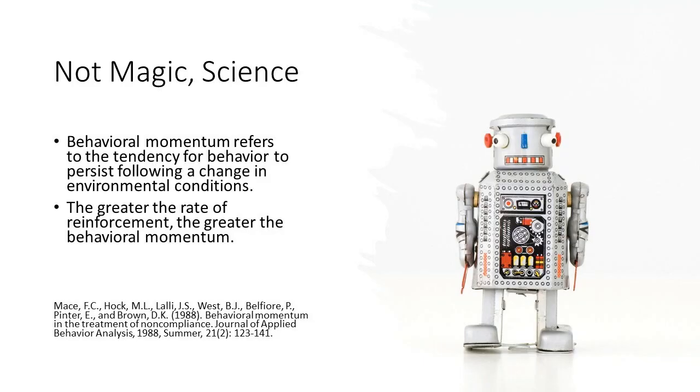Now, behavioral momentum refers to the tendency for behavior to persist following a change in environmental conditions. So the greater the rate of reinforcement, the greater the behavioral momentum. Now, that's a lot of jargon from our science. We're going to unravel this in more simplistic words, but understanding that behavioral momentum is really about how behavior happens because of a conditional change in the environment, and there's a lot of reinforcement that happens before we get to that ultimate behavior that we want.